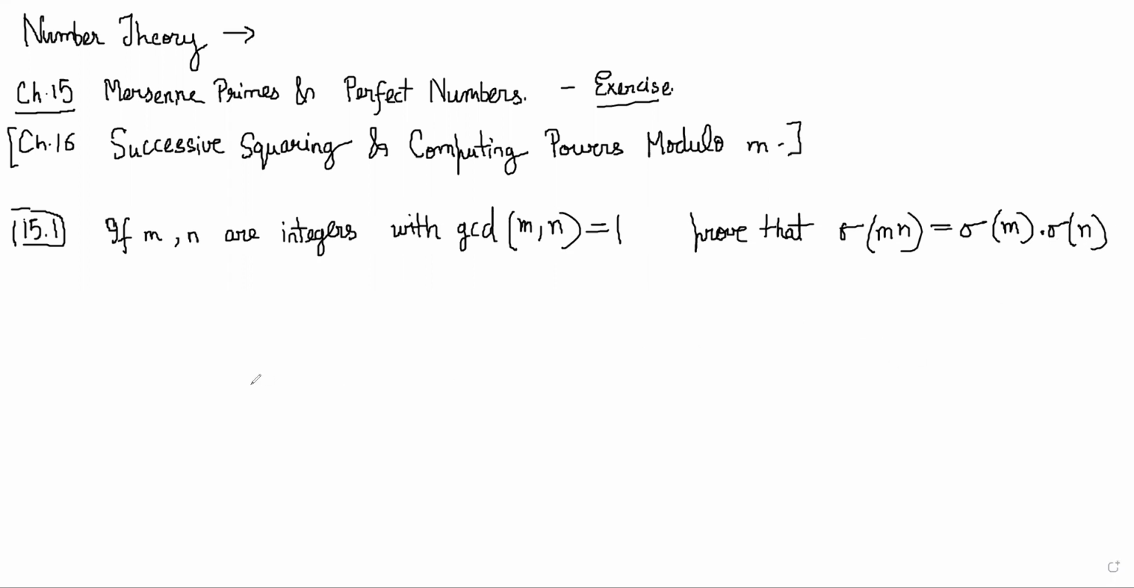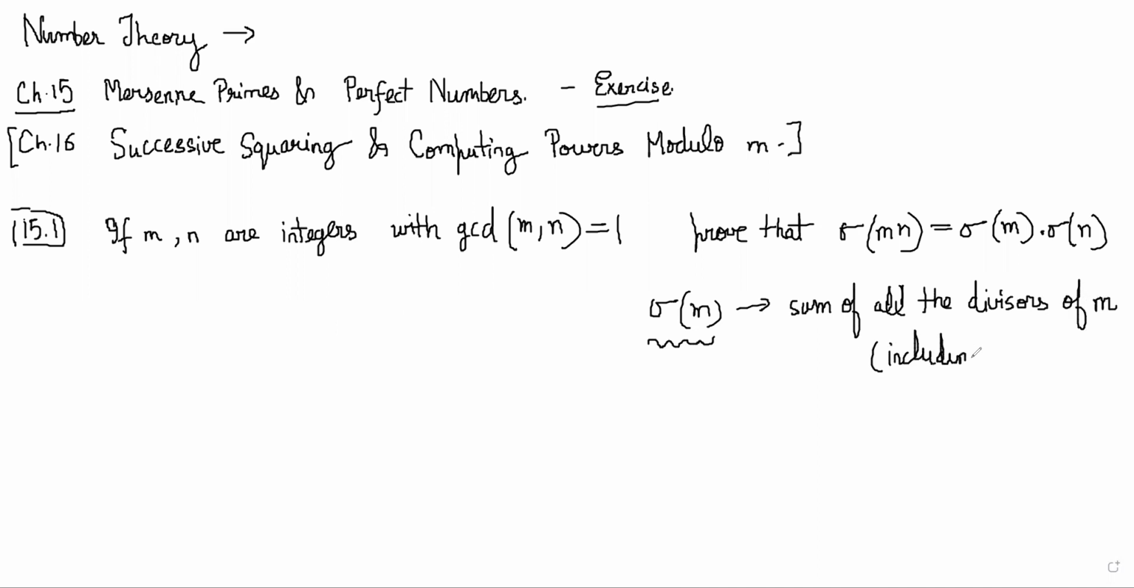Okay, so the first thing to understand here is what the sigma function is. Sigma function means the sum of all the divisors of the number, including 1 and m. So we have to prove that sigma of mn is equal to sigma of m multiplied by sigma of n if m and n are two integers with no common factors.